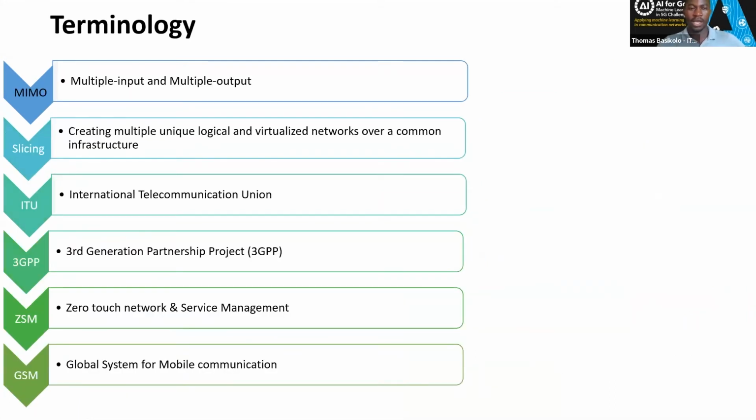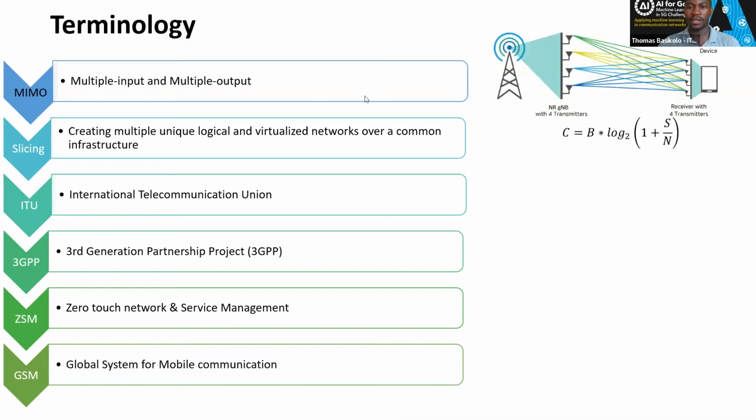And continuing with the terms, I'm going to talk quickly about some other terms that are used. You have MIMO, multiple input, multiple output. This is a type of communication system where you have multiple antennas on the transmitter side, but also multiple antennas at the receiver. This is to increase the throughput or the data rate.